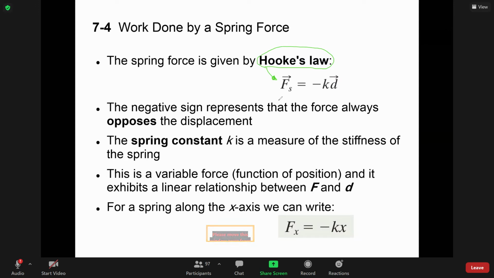But I cannot use equations of motion here. Why? Because the force is variable, meaning the acceleration will be variable. So I cannot use equations of motion with a spring. Another thing is that the minus sign indicates that the displacement and the force are always opposite.